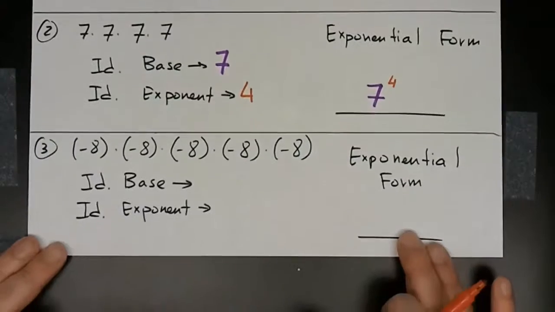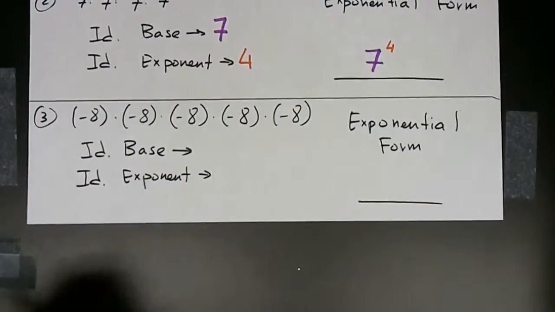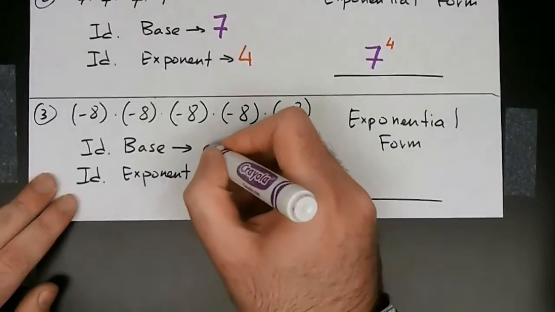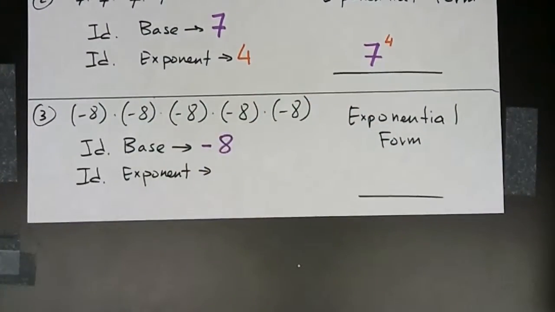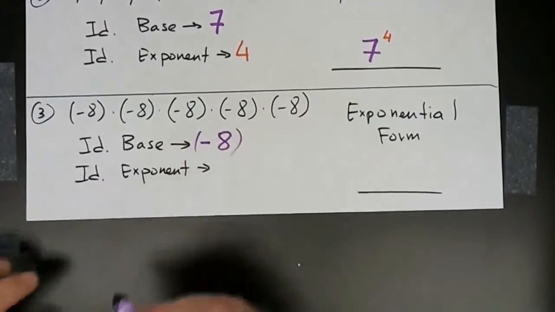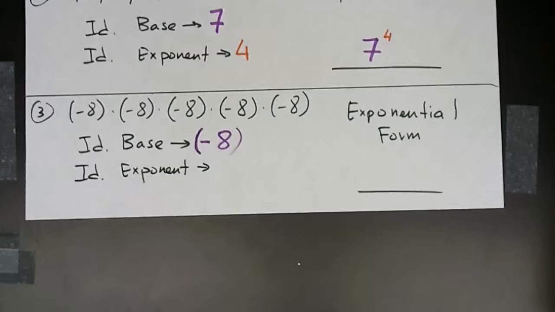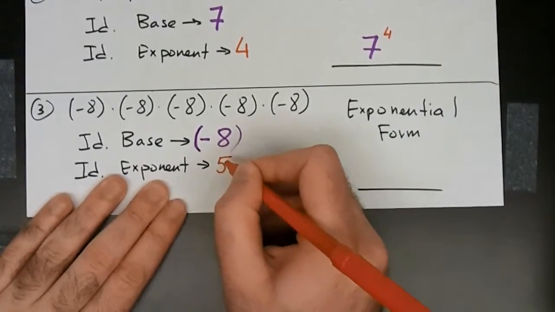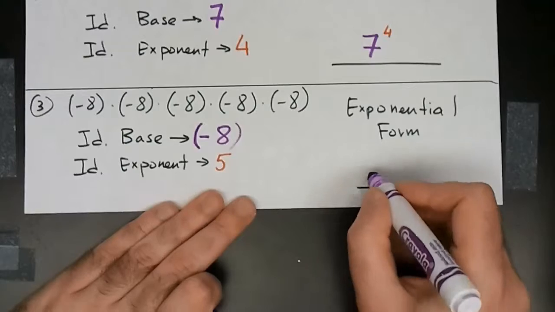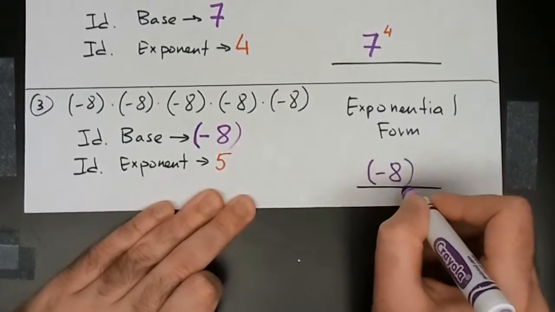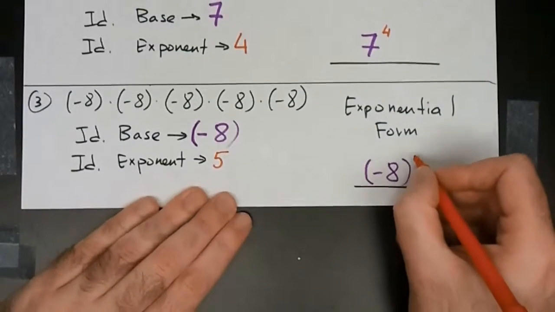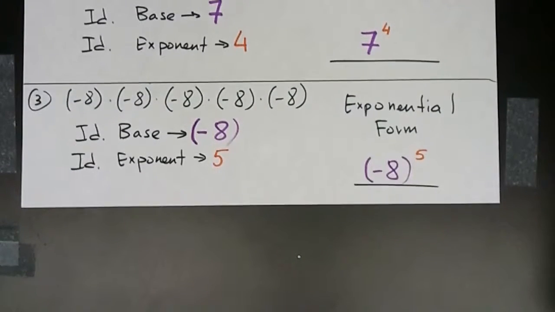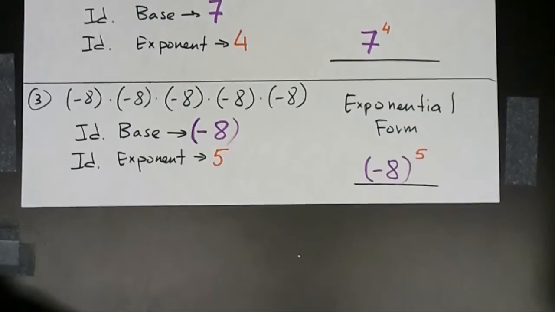Alright, let's take a look at 3. Just like 1 and 2, the first thing you need to find is the base, which should be fairly simple. It's -8. You can write the parenthesis or not, doesn't really matter. I'm going to write it just to make it consistent. And the exponent is the number of times you're multiplying the base against itself. 1, 2, 3, 4, 5. So that's 5. So the exponential form is going to be -8 with exponent 5 right here. And that's that for 1, 2, and 3. Any questions on any of those? Alright, if not, let's go ahead and move on to number 4.